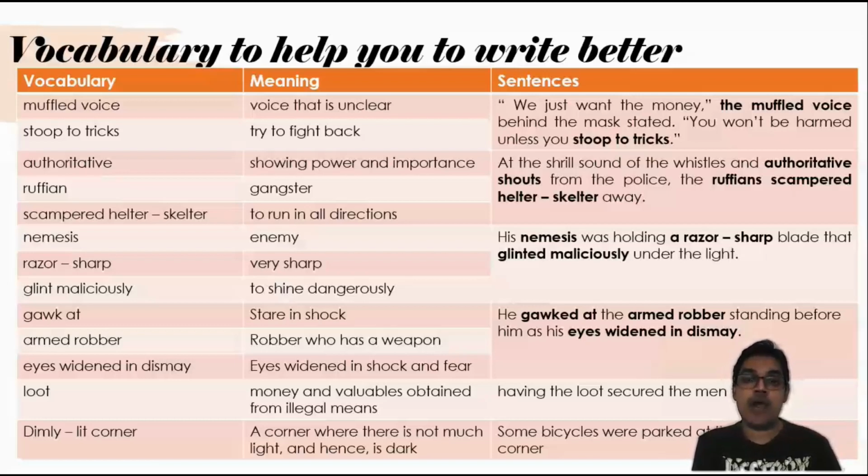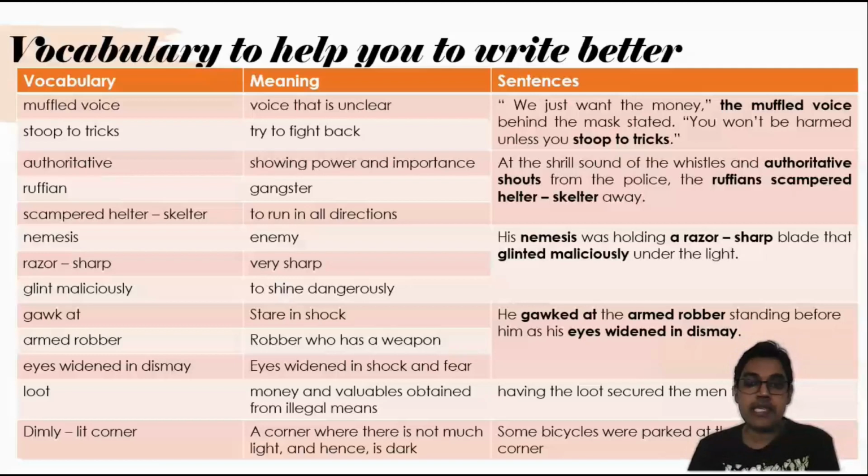Why do I use the words muffled voice here? Probably they were wearing a mask and talking from behind the mask, so their voice was unclear. And the next ones: authoritative, ruffian, and scampered helter-skelter. Authoritative means showing power and importance. Ruffians means gangsters, and scampered helter-skelter means running in all directions. Here I put these three together in a sentence: at the shrill sound of the whistles and authoritative shout from the police, the ruffians scampered helter-skelter away.